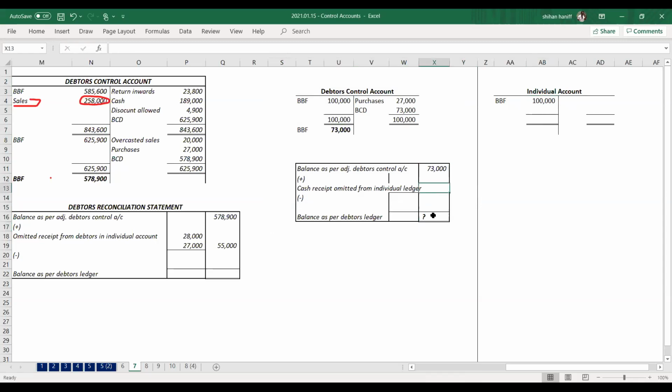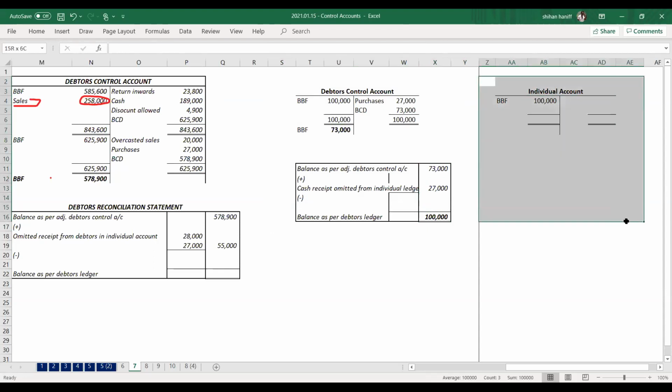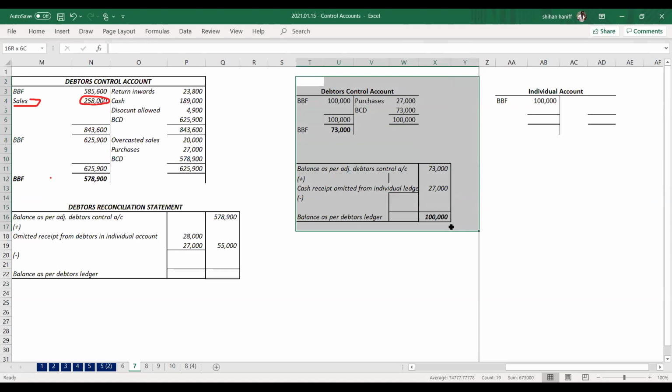So what do you do to get that? You need to add 27,000. Then only you get 100,000. To get 100,000 as the answer, what you should do? You should add. So this part is done by someone else. This is the area that you are going to do.